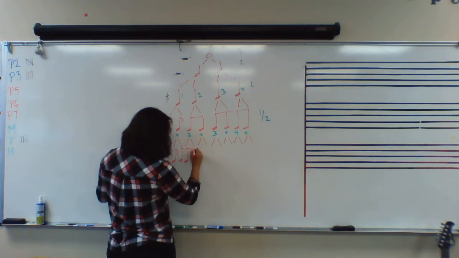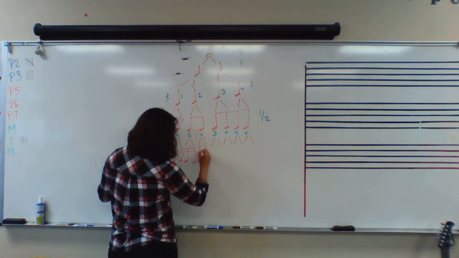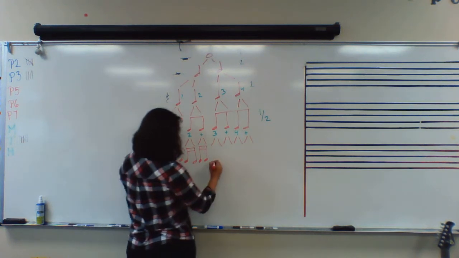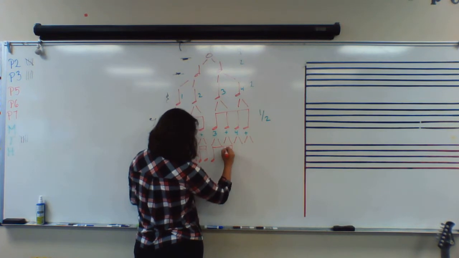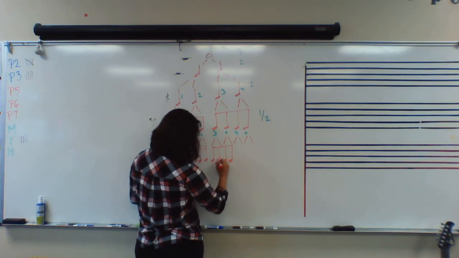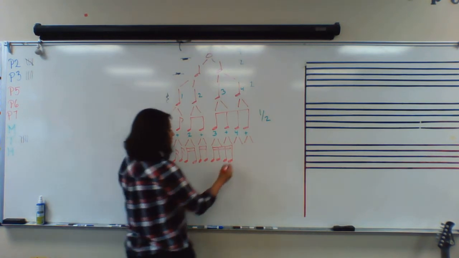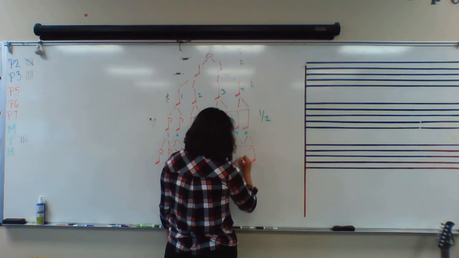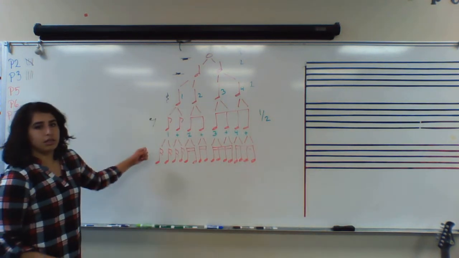Or you could see them in groups of 2 with 2 beams. Or you could see them in groups of 4, like so. I'll just do another group of 4 right here for the sake of it, just to fill it out. Okay, these are called 16th notes.